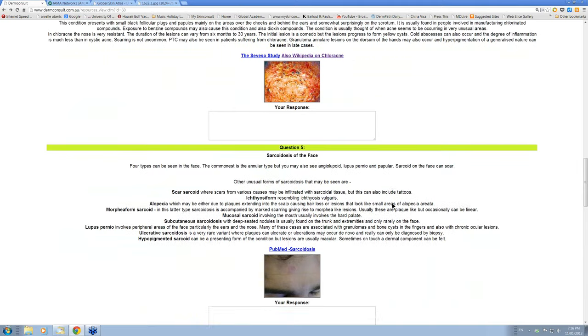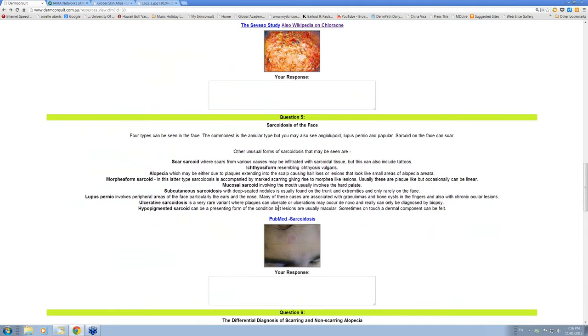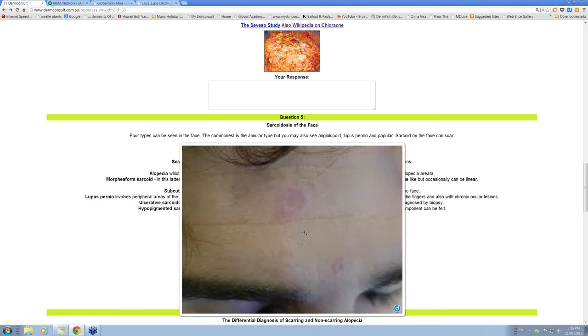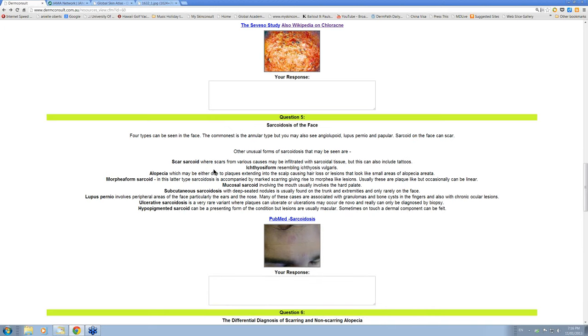What about sarcoidosis? Sarcoidosis in the face, usually annular lesions, like this one here, and that purpley color, much more purple than granuloma annulare. But they're saying 4 types can be seen in the face. The commonest is that annular type, but you can also see the angiolupoid type, and this one.